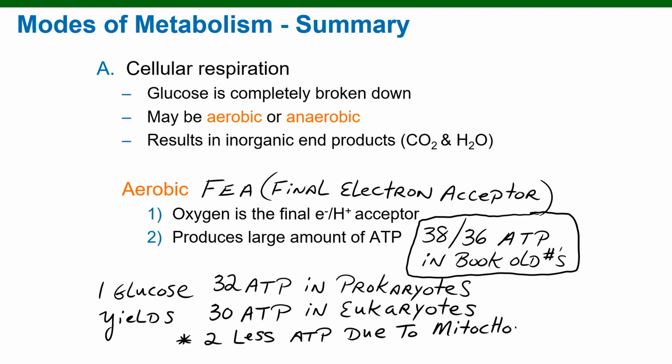So for the purposes of our exam, I will use the more accurately revised numbers that are more recent than the book's. But any way you want to look at it, whether you're using the older numbers from the book or the newer numbers that I've presented here, these numbers are still the most amount of ATP that an organism would yield after processing 1 glucose entirely through the aerobic respiratory process.